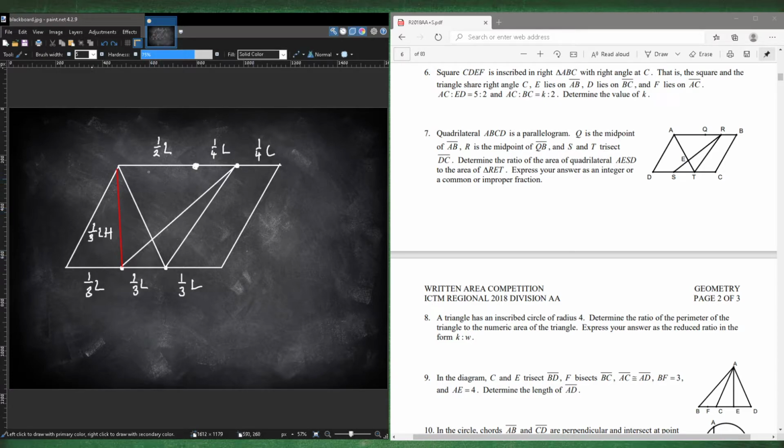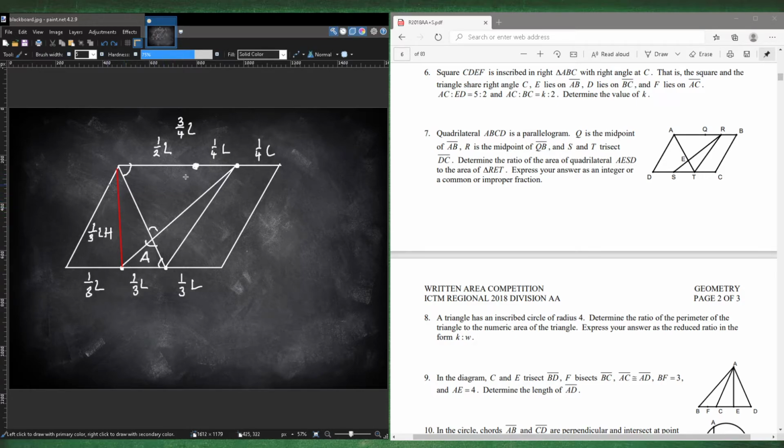Okay, so if we call this triangle's area A, let's look at this. We have 1/2 plus 1/4, that's 3/4 L. So this entire length is 3/4 of the length of this parallelogram. And we know that these two triangles are similar because these are vertical angles, and also these are alternate interiors, so these two angles are the same, and also these two angles are the same. So that tells us that this side is similar to this side, but it's just scaled up.